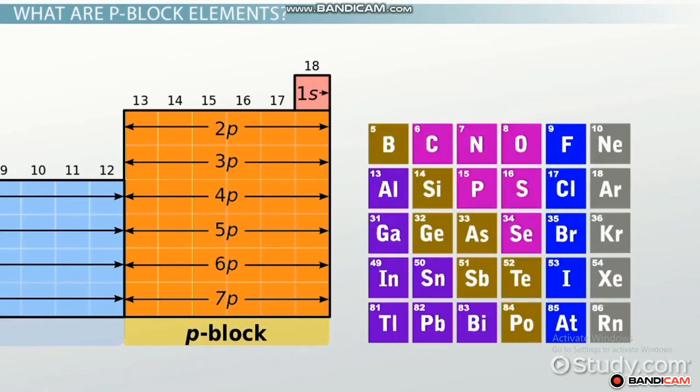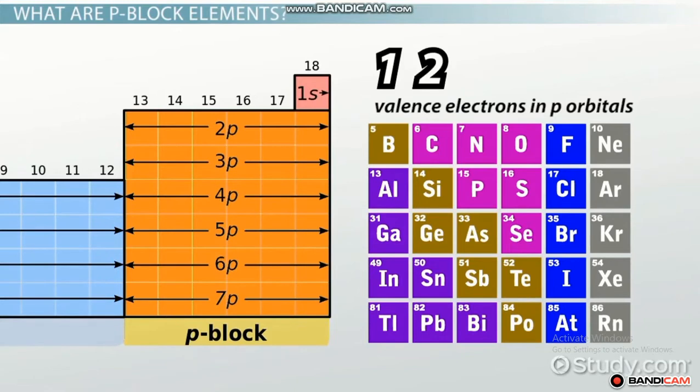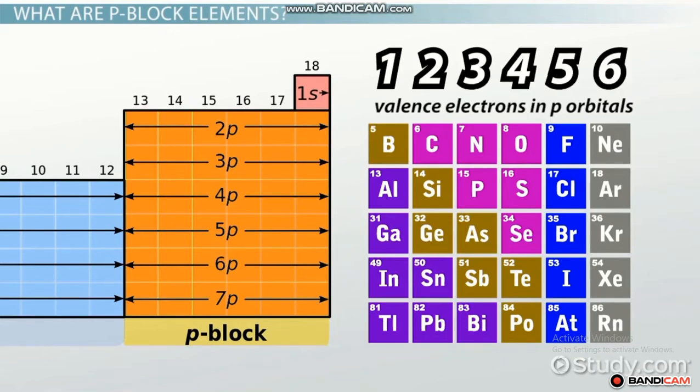Elements in column 3A, the first column of the p block, have 1 valence electron. Elements in column 4A, the second column of the p block, have 2 valence electrons. The trend continues this way until we reach column 8A, which has 6 valence electrons.